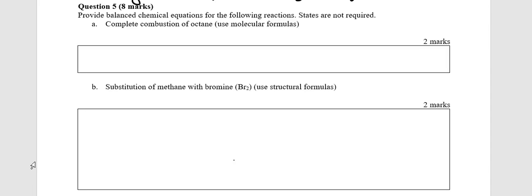And this is the solution to question 5 of the practice SAC for the upcoming SAC on organic chemistry and covalent bonding and intermolecular forces.